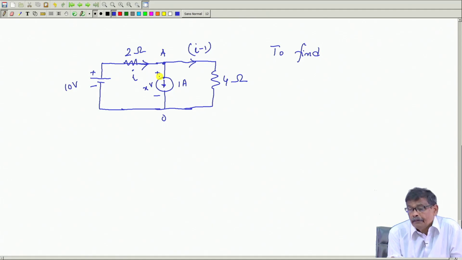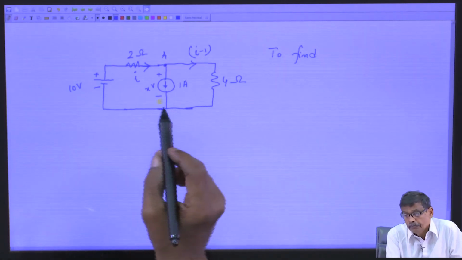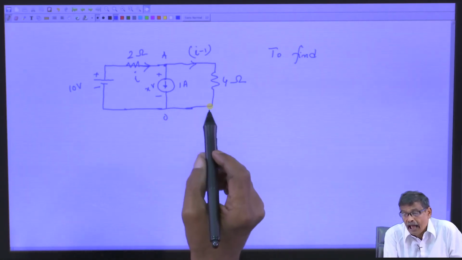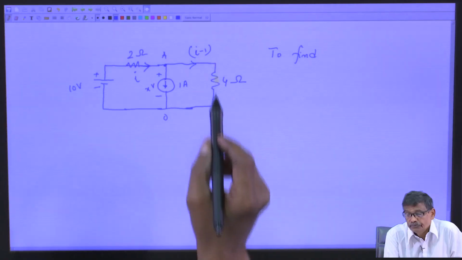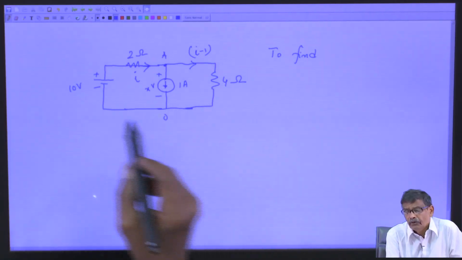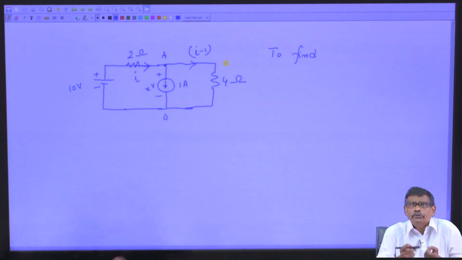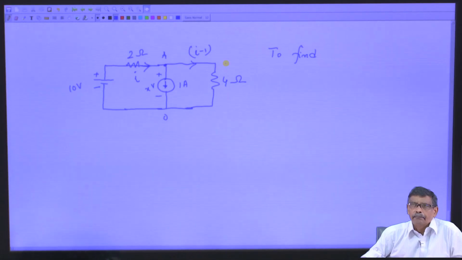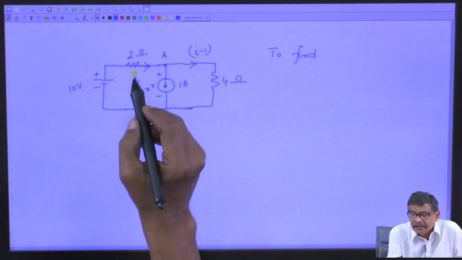Anyway, the KVL will be satisfied in this loop, and also in this loop, in this outer closed loop. Any closed loop you take, KVL will be satisfied. So, I is the unknown.